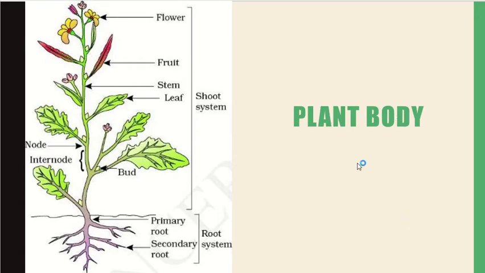Basically, the plant body is composed of a root system and a shoot system. The root system is composed of primary roots, secondary roots and tertiary roots. Basically it penetrates the soil and absorbs water and minerals, and it also stores food, while the shoot system produces sugars by photosynthesis, and they also carry out reproduction. The shoot system is composed of stem, leaves, flowers and fruits.